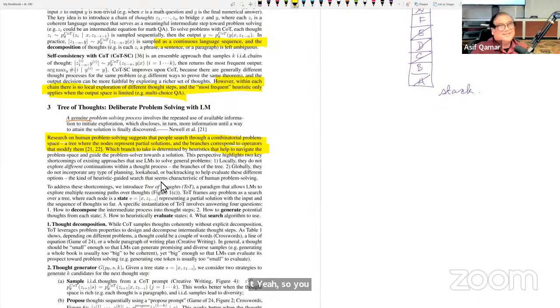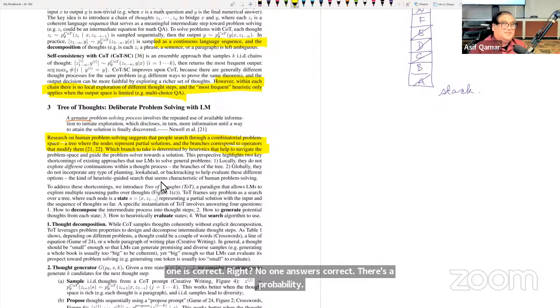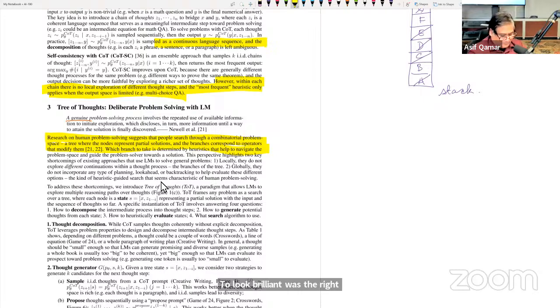So you guys see that each of these stages can have different outcomes. Now, no one answer is correct. There's a probability that looking brilliant was the right approach.